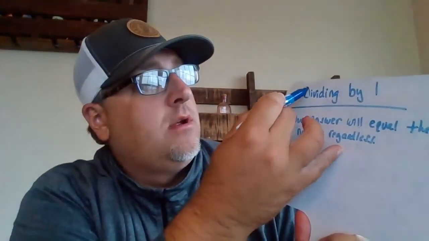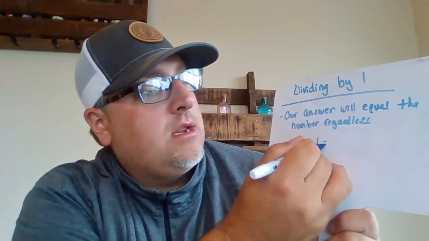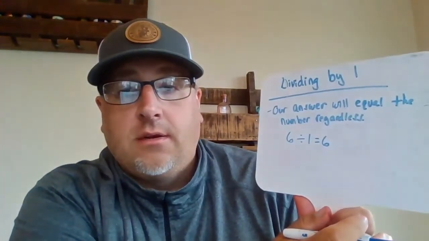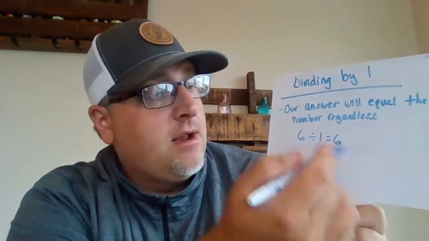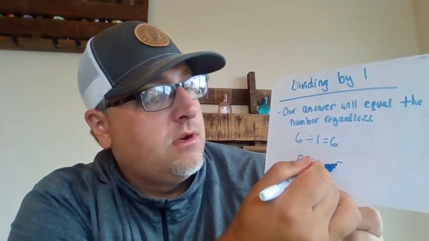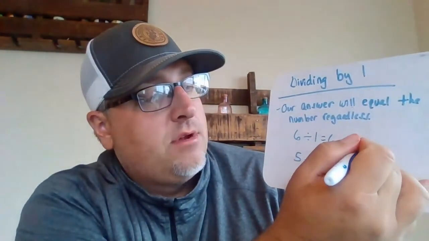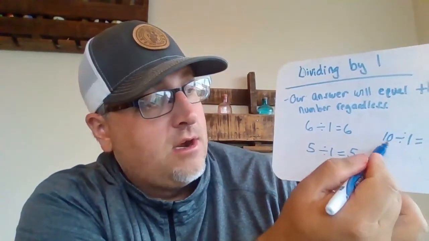Simple. We also have to look at dividing by 1. Dividing by 1 has the same effect here. 6 divided by 1 equals, guess what? It's going to be the same number regardless. It's going to be 6. If I divide 5 by 1, it equals 5. If I have 10 divided by 1, we're going to just look right back here. It's going to be 10.